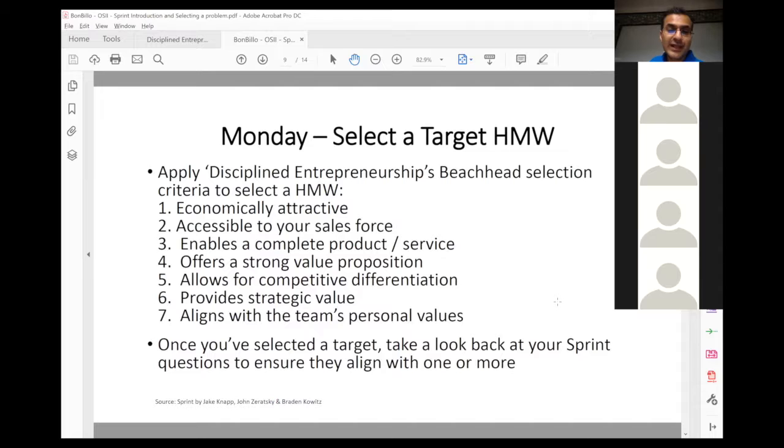So one of the things from Sprint, which is important to add here, is that once you've selected a target, right, take a look back at your Sprint questions to ensure that they actually align with one or more, right? So you'd come up with a target goal, you'd listed Sprint questions, which was what you want to learn from the Sprint, right? And so you're now making sure that the how might we that you've selected allows you to learn what you set out to do, right? And actually just make sure that you're in alignment with your long-term goal, and that you learn something from going through this process that is meaningful.